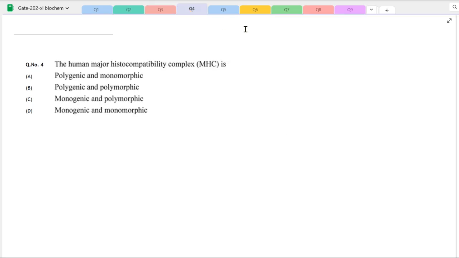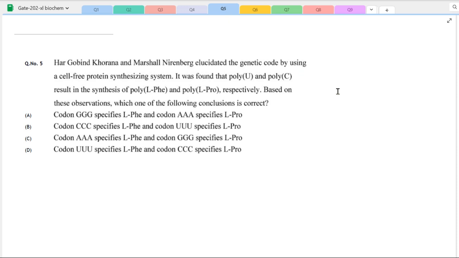The human major histocompatibility complex, that is MHC. The correct answer here is both polygenic and polymorphic. Polygenic meaning it is encoded by many genes, and polymorphic is when there are many different forms of the alleles. This is very basic immunology that you would have gone through during your lectures as well as when you're preparing. But usually, from my experience, I see quite a lot of questions based on MHC complexes, especially MHC1, MHC2 questions in many GATE exams as well as in other biology competitive exams. Anyways, moving on to the next question.